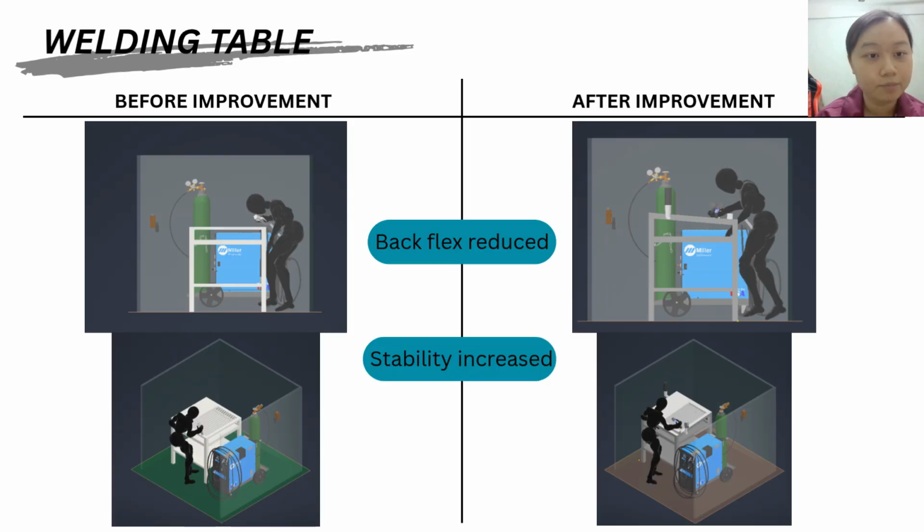And then this is the before and after improvement design of the welding table with a mannequin. You can see from the side view of the workstation that the back flex is reduced a lot because of the angled table surface and the adjustable table height. And because of the arm support, the stability of the user is also increased a lot.